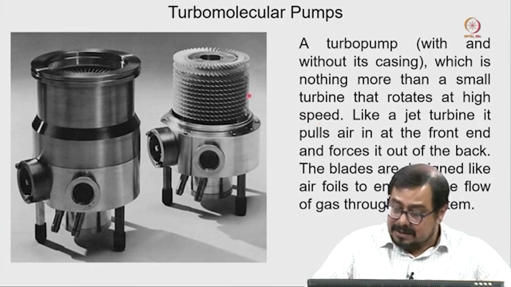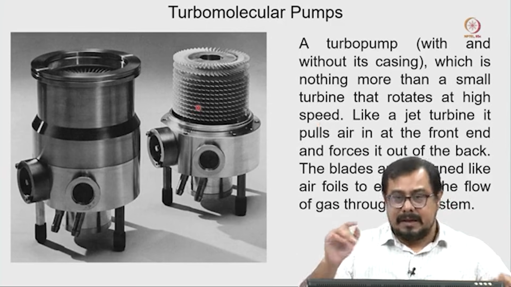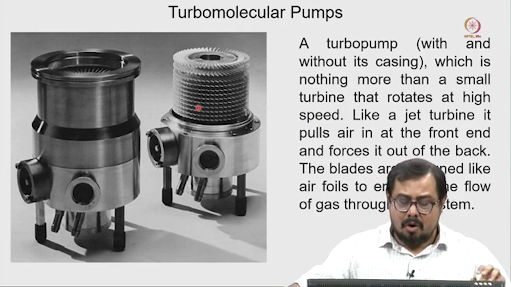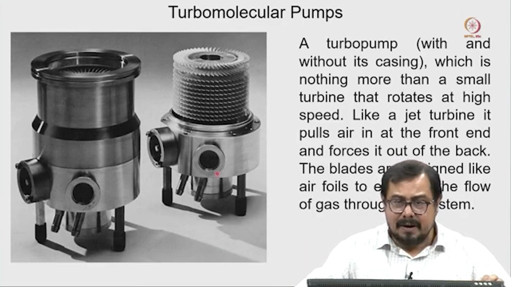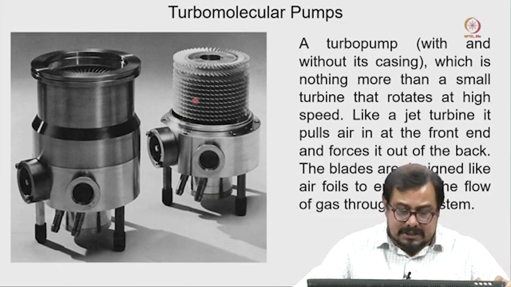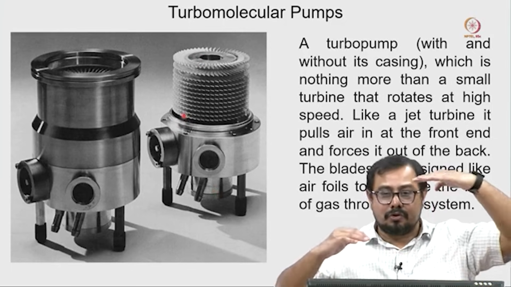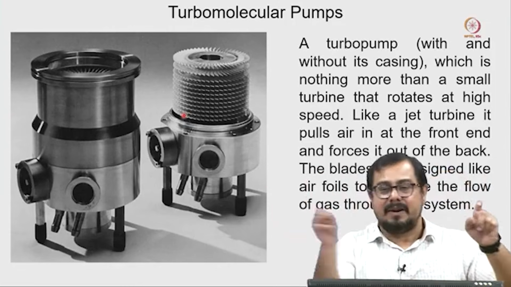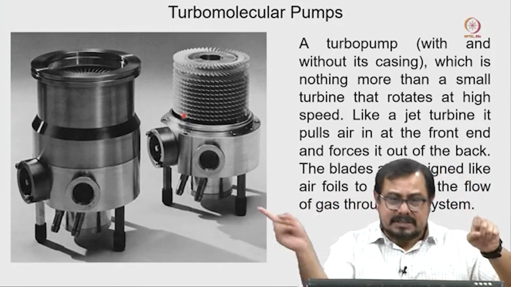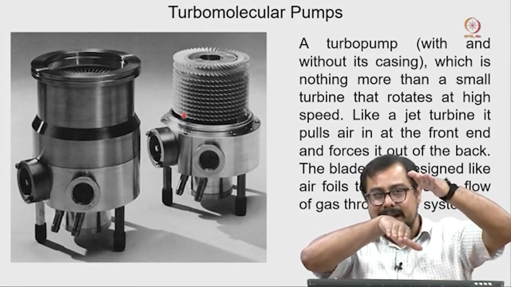So, this is a turbine which rotates at a very high speed and is trying to take out all the gas molecules coming from the microscope, and through these blades it will push them out. Those blades are constantly rotating at very high speed, and they are set at a certain angle.